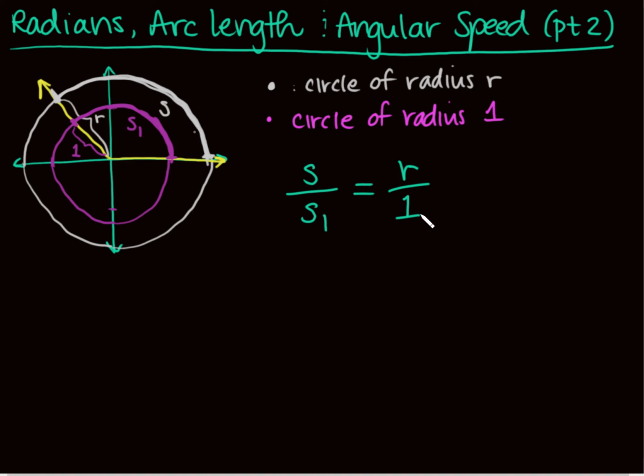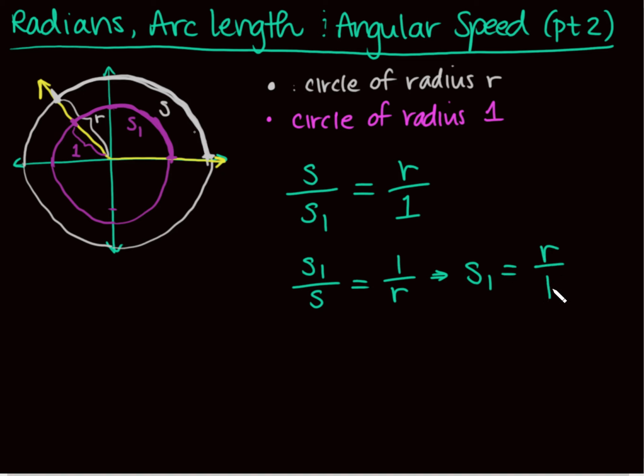So I'm just going to mess with this a little bit. I'm going to flip both sides of this. I'm going to get s sub 1 all over s because I know none of this is 0. And this is 1 over r. And then just for fun, I'm going to solve for s sub 1. So s sub 1 equals r over 1.